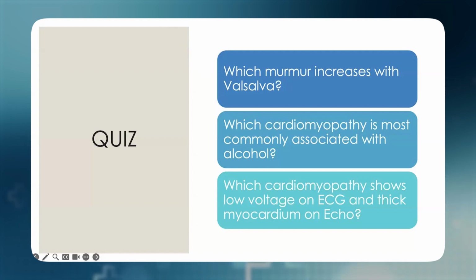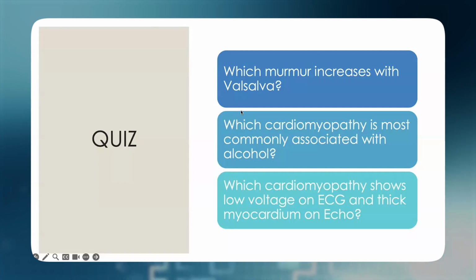And which cardiomyopathy shows low voltage on ECG with thick LV walls, myocardium on echo? What is the phenotypical type and what is the probable cause? Anyone want to take a guess? Let me check. Nobody has answered. Restrictive. Yeah, it's restrictive, and the most common diagnosis in this kind of scenario is amyloidosis.